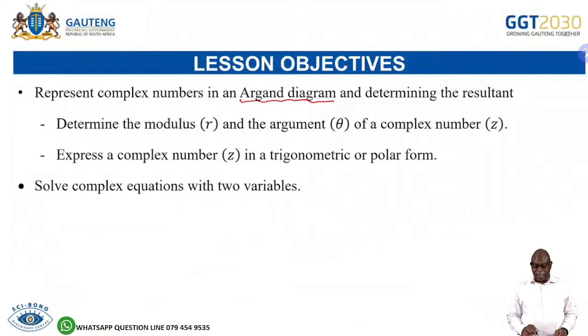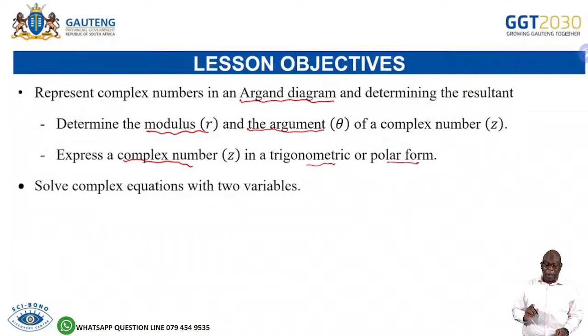Determine the resultant. Determine the modulus, which we'll talk about in our other slides. We need to also understand what an argument of a complex number is. We also need to express a complex number in trigonometric or polar form. So at the end of the lesson, you must be able to understand all these terminologies that I'm talking about.